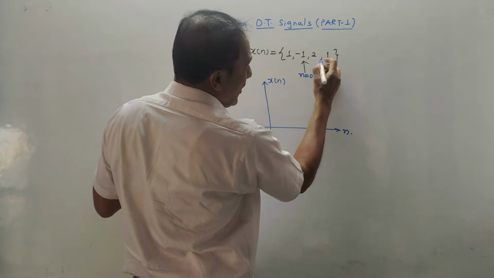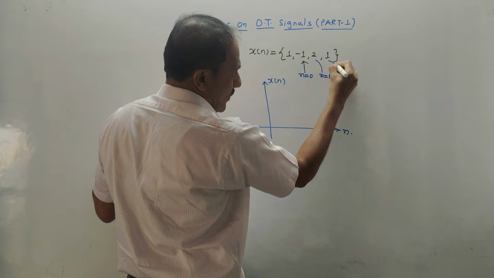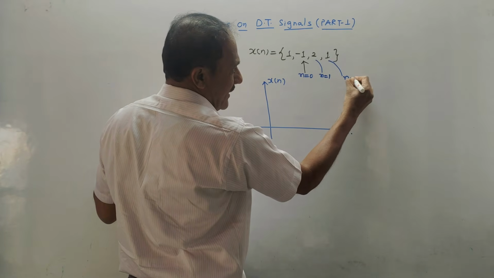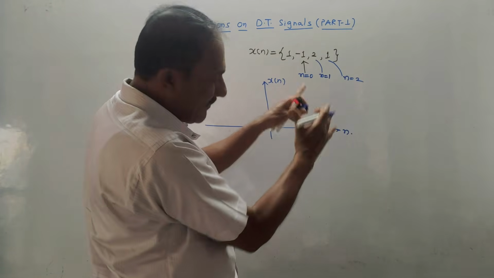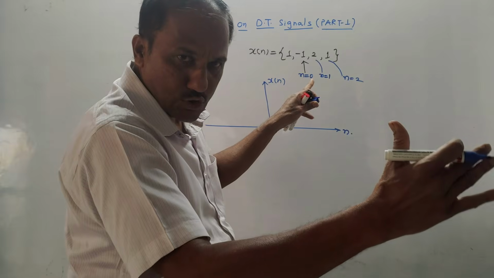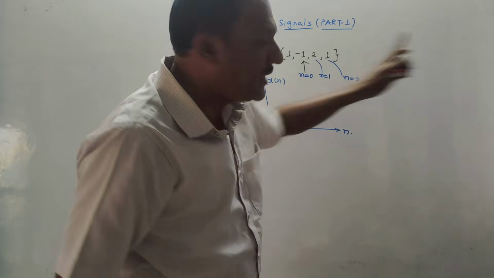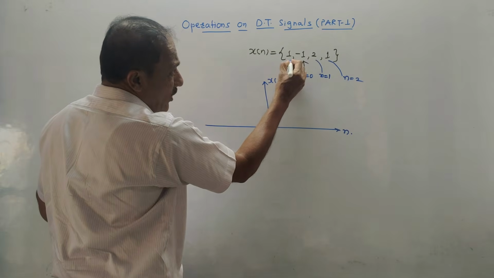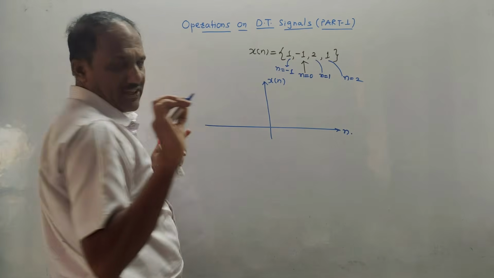At the right hand side of arrow, this is value at n is equals to 1. For this sample, value of n is equals to 2. So at the right hand side, check the arrow. Wherever arrow is there, mark n is equals to 0. At the right hand side, mark n is equals to 1, n is equals to 2, up to n is equals to infinity. At the left hand side of arrow, this value is for n is equals to minus 1.